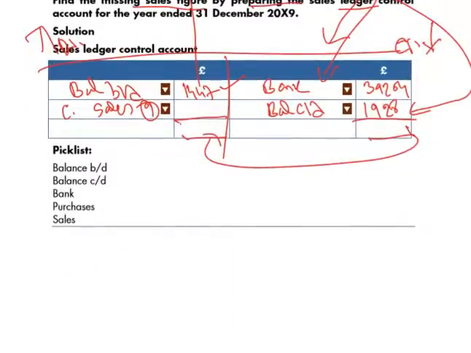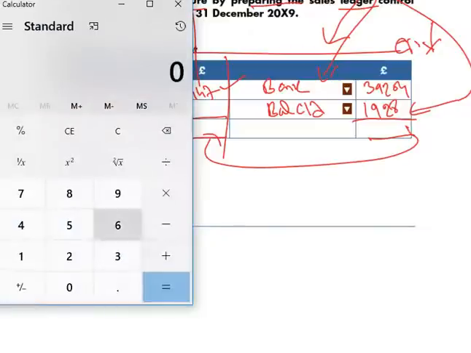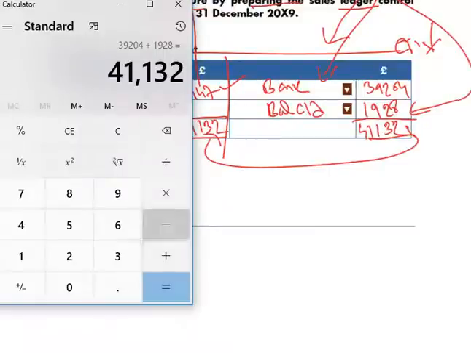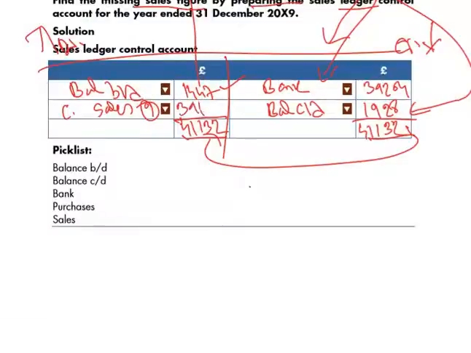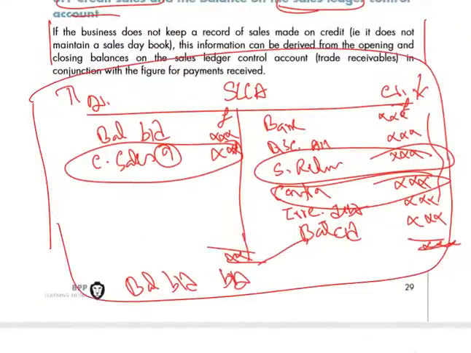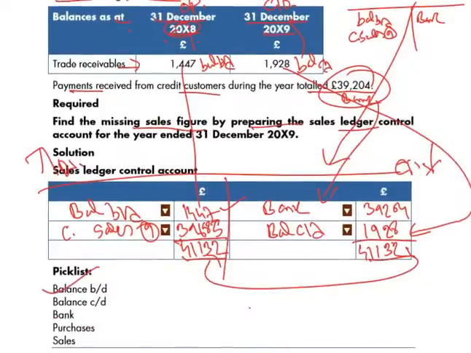I'm taking my calculator on screen. So my credit side is bigger, 39,204 plus 1928. I got 41,132. So this here, I'll take away 1447, and I got 39,685. 39,685, and that's my credit sales. That's the solution. And how did you manage to do it? You just need to remember this pro forma and apply your knowledge. That's an easy peasy lemon squeezy.